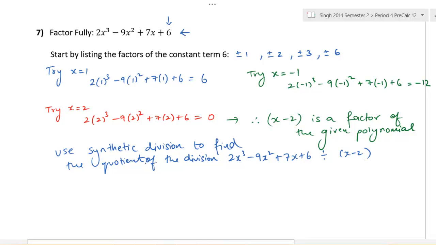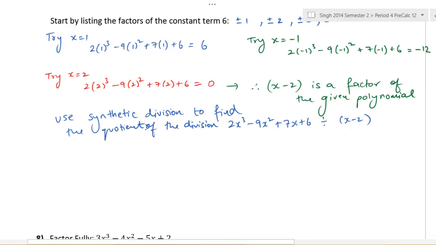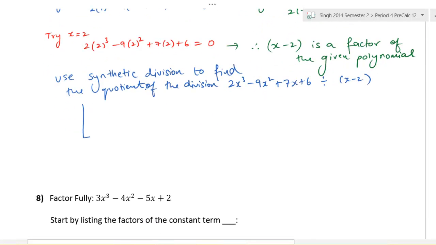I want to divide them and figure out what the quotient is, because that's going to be the other factor. So let's do that. Do the synthetic division here. You get 2, negative 9, 7, and 6. This is 2 here. 2, 4, negative 5, negative 10, negative 3, negative 6, 0. We knew there was going to be a remainder of 0 because we know that a value of 2 works. What we didn't know was the quotient that we get as a result of it.